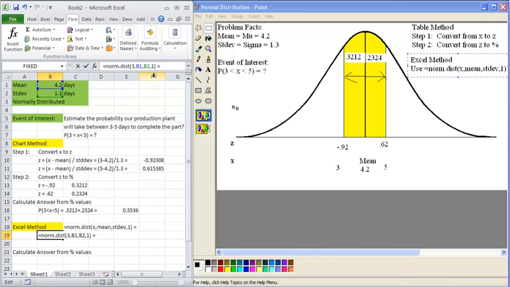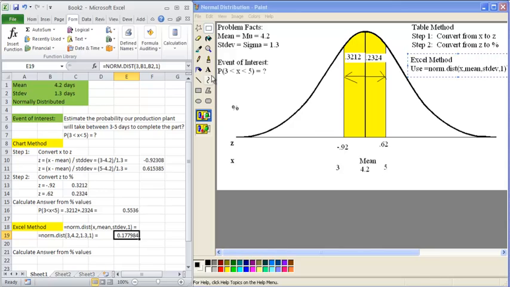So in this example, I was using cell references to do it, but essentially, if it didn't have cell references in it, we would be using this formula in here. I'm going to put an apostrophe in the front of it so that my formula doesn't disappear. So equals norm.dist 3, 4.2, 1.3, 1. And we get that that's a 17.8% chance. So a 17.8.